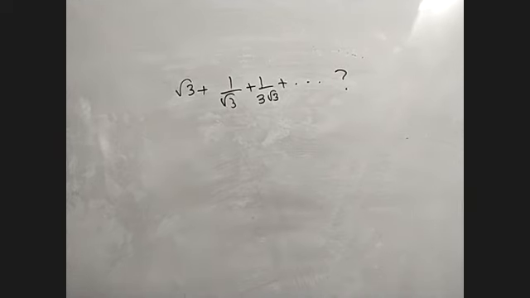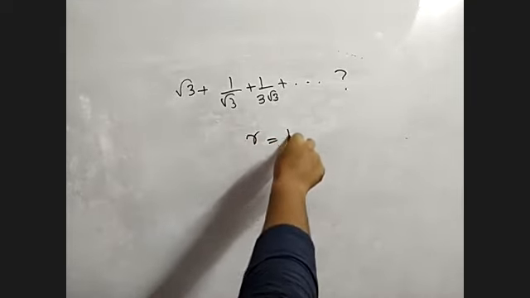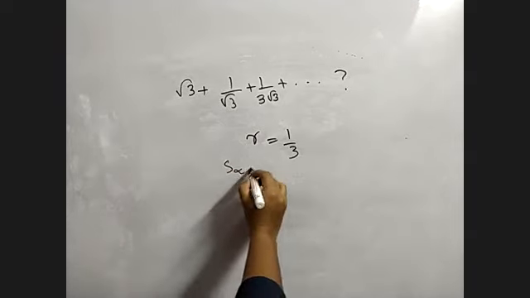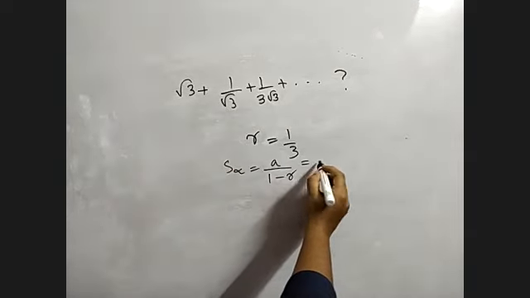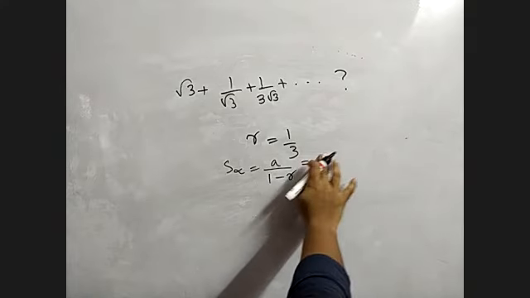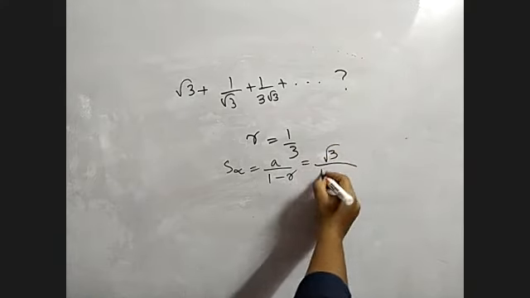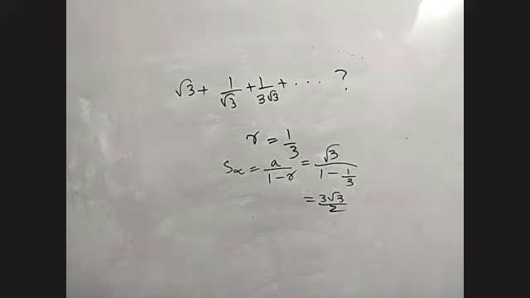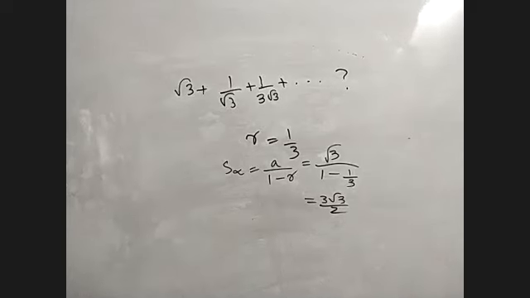It is a GP, no? What is common ratio? 1/3. So S infinity is, ma'am, equal to 3 root 3 by 2? Yeah, 3 root 3 by 2. Correct. 3 root 3 by 2. Clear?